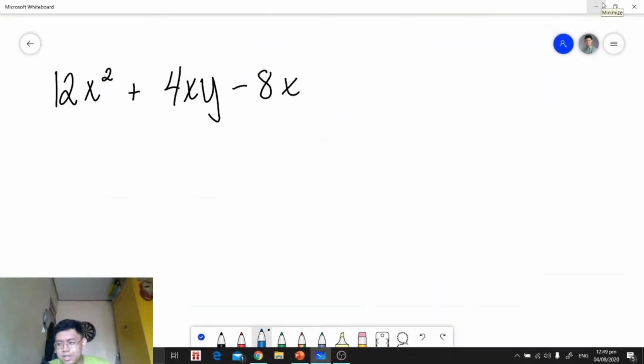Okay, let's have another example. For example, we have 12x squared plus 4xy minus 8x. So, we're going to factor this. Now, how are we going to factor this? First thing that we need to do is to identify the greatest common factor. So, in this case, let's look at the numerical coefficients. 12, 4, and 8. What do you think is the greatest common factor of 12, 4, and negative 8? That is 4. Okay, so we will get 4.